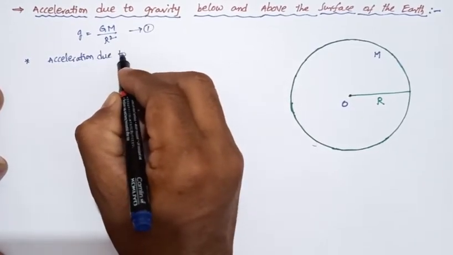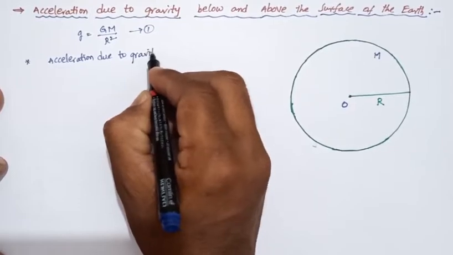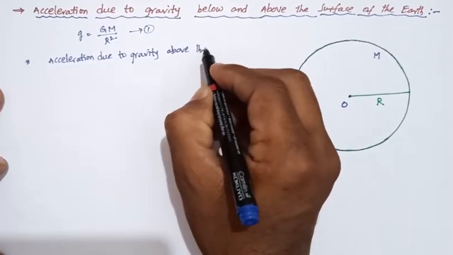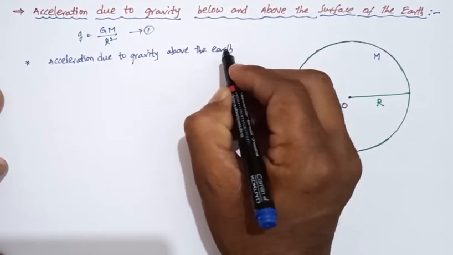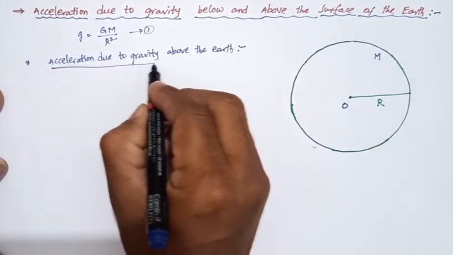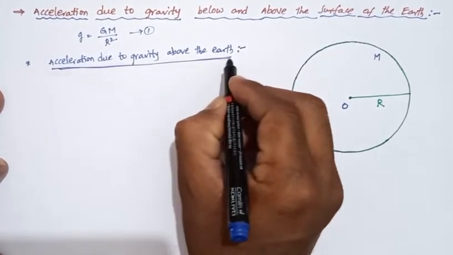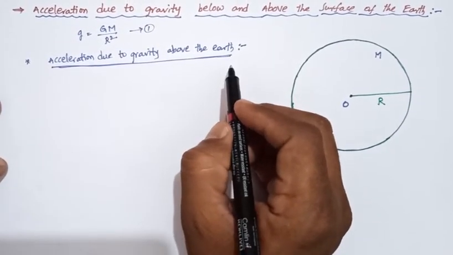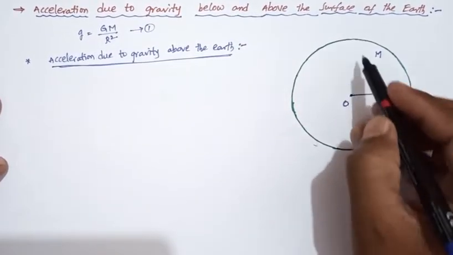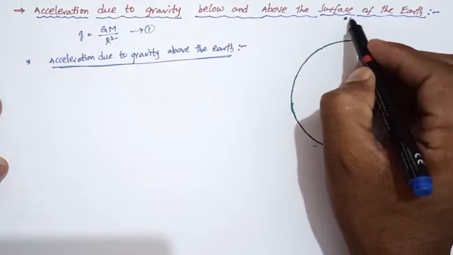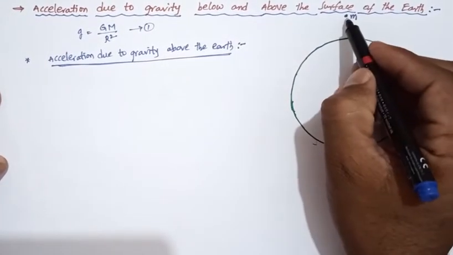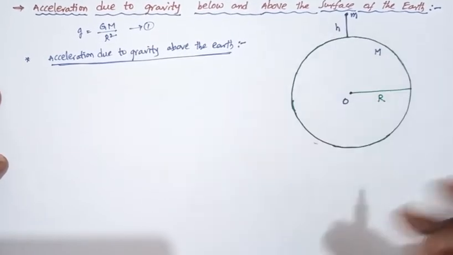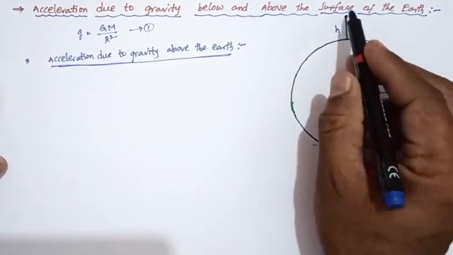Acceleration due to gravity above the earth surface. Here, the acceleration due to gravity above the earth. So we consider here a point mass m. The point mass is at a height from the earth surface. We consider h. h is the height from the earth surface.